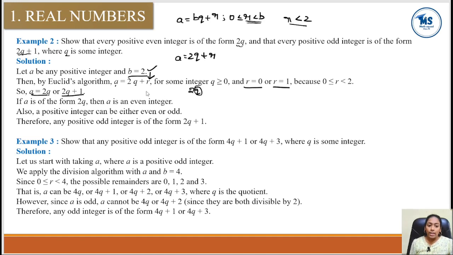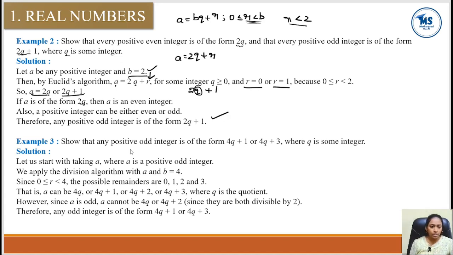So, if a is in the form of 2q, then a is an even integer, right? Because it is in the form of 2q, it is even. And if you add 1 to any even integer, it would be odd. So, if a is in the form of 2q plus 1, it would be odd. That's what they have asked us to prove, no? Show that every positive even integer is in the form of 2q, and every positive odd integer is in the form of 2q plus 1, right? That's what we have proved, hence proved.